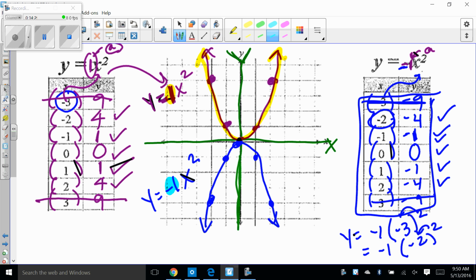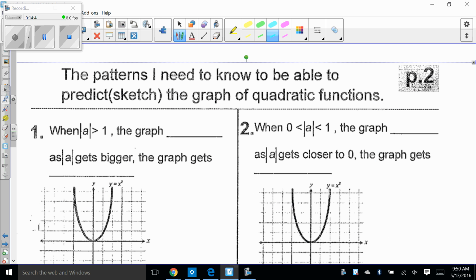When we have a negative a value, we get the exact same graph. It's the exact same shape, but it's actually opening up downward. So positive a value opens upward, negative a value opens downward. Now we're going to need that for the rest of our work today. So moving on to the top of the next page.